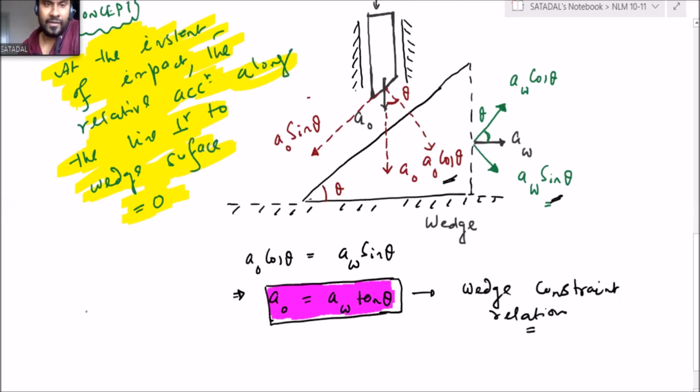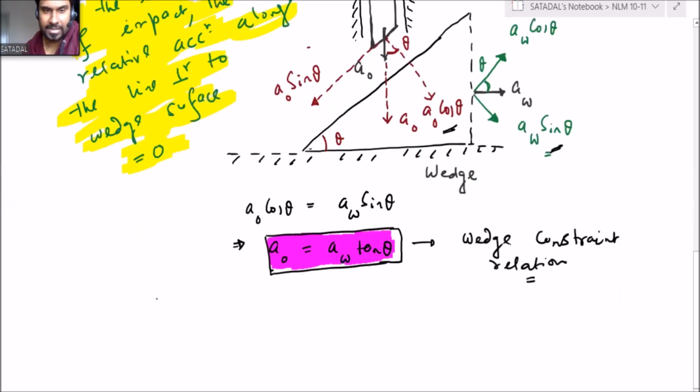Is it done? Everyone understood? No? There is no doubt. Right? Confirm? Chalo. Now let's proceed. Now we will do force analysis. You see.